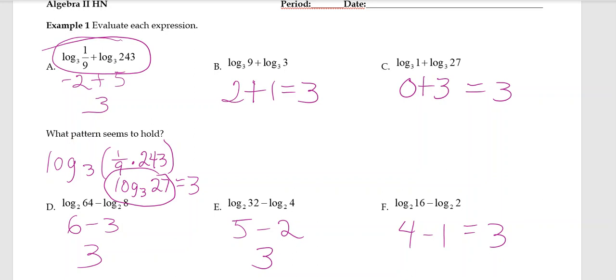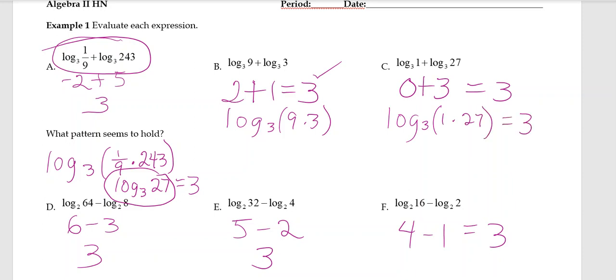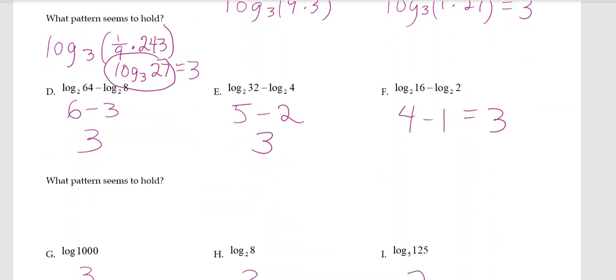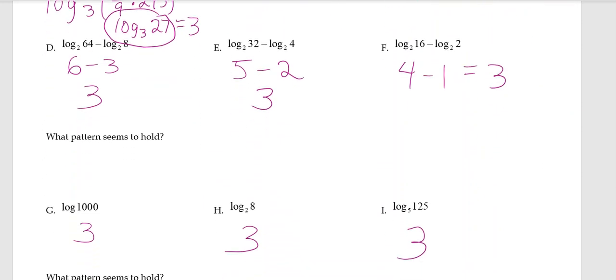What if we did the same thing here? What if we multiplied the 9 and the 3? Log base 3 of 9 times 3, that would also be the log base 3 of 27, which would also be 3. And what if we did the same here? The log base 3 of 1 times 27, also 3. So, what we found out is if we multiply these two numbers and take the log base 3 of that product, then that does equal the sum of the logs. So now let's see what we can come up with our pattern for subtraction.